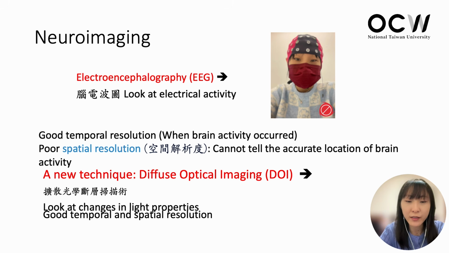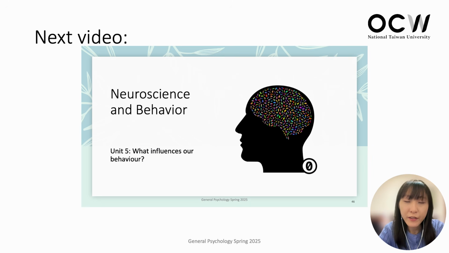And another recent technique is called the DOI. So it looks at changes in light properties and seems to have good temporal and spatial resolution. So here wraps up the video on the brain. And now we have learned more about neurons and the brain. We will see how they may influence our behavior in the next video.